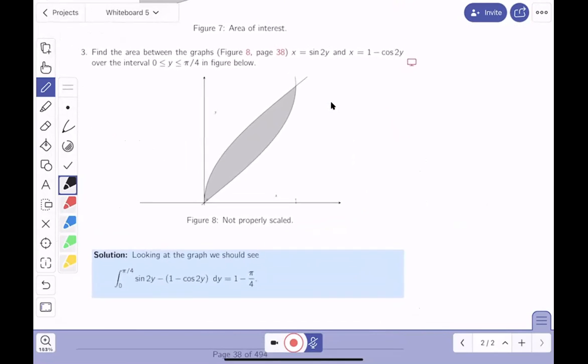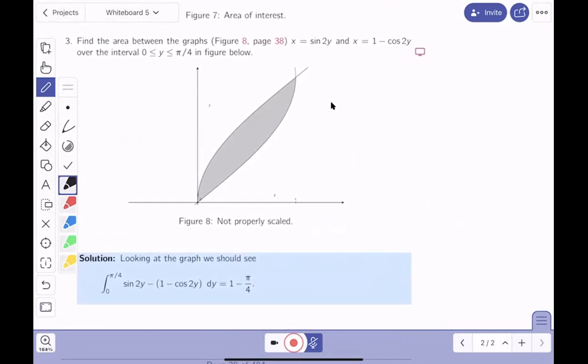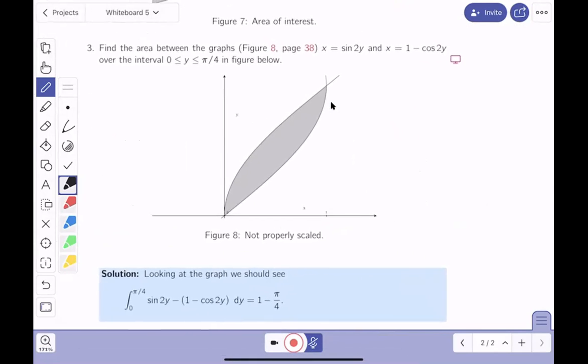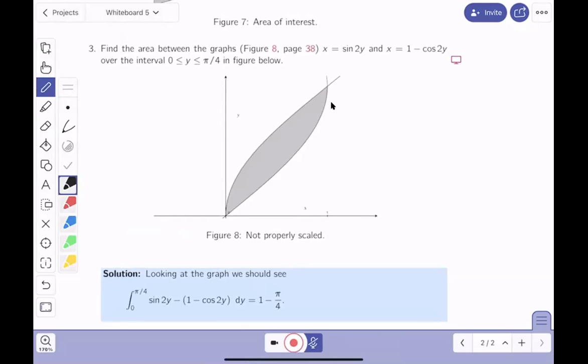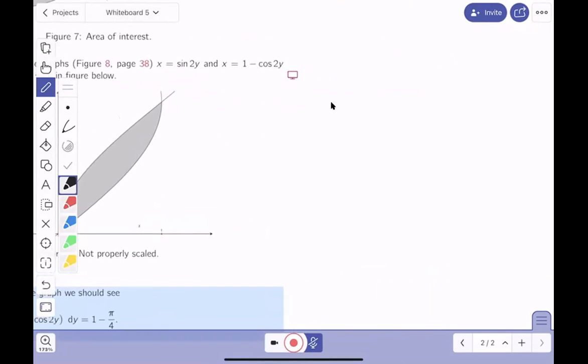Number 3 says they give me a picture that's not properly scaled. No, let's write it down. So x equals sine 2y, and x equals 1 minus cosine of 2y. All right. So, I want to figure out the points of intersection, by the way.